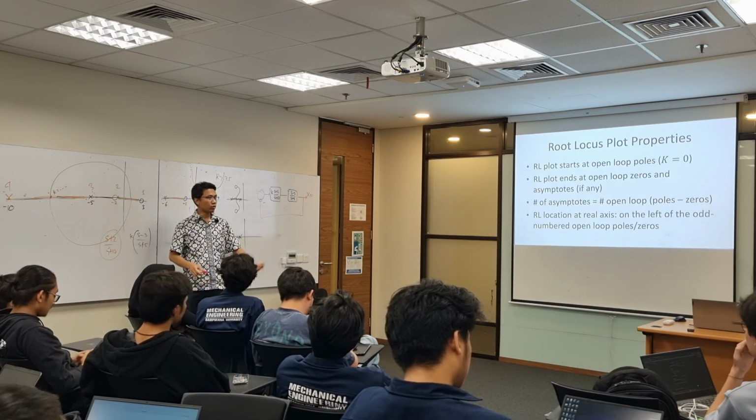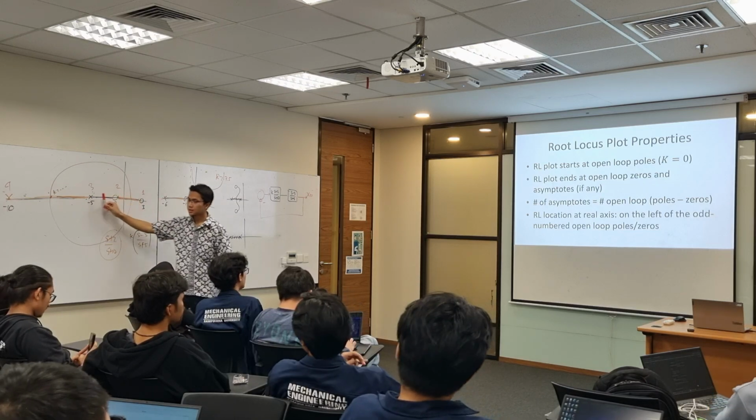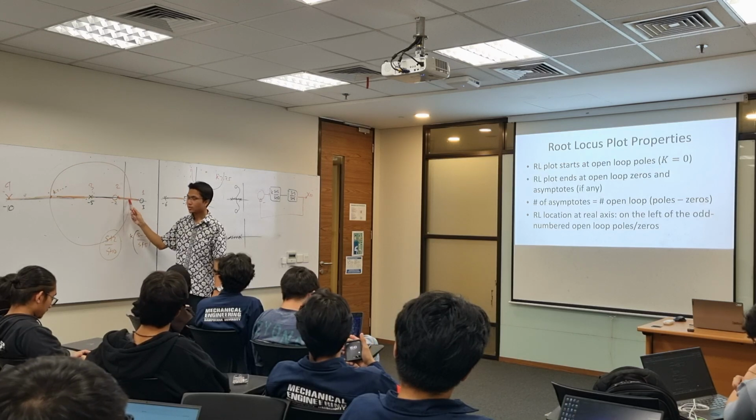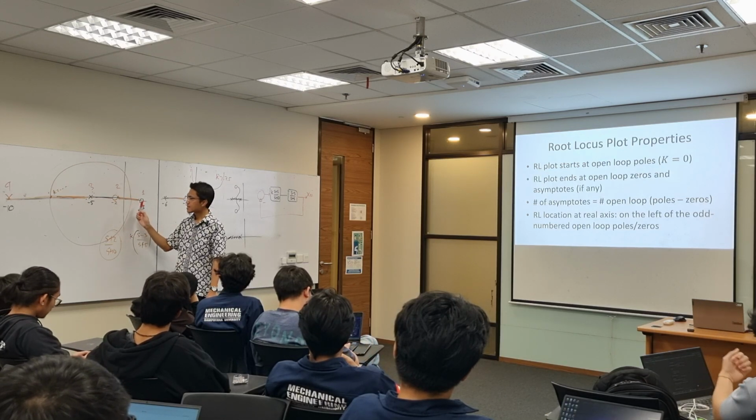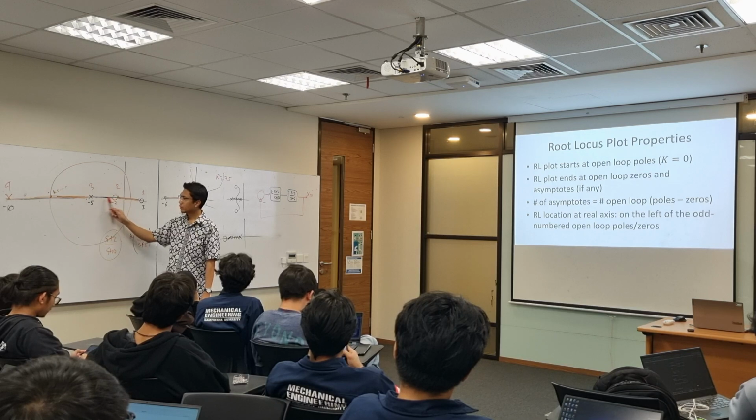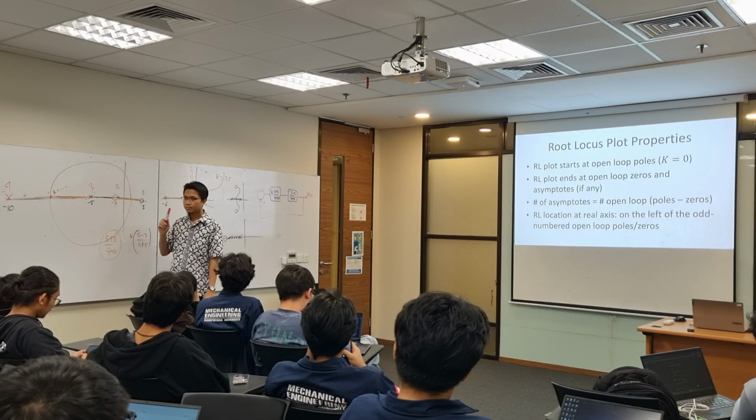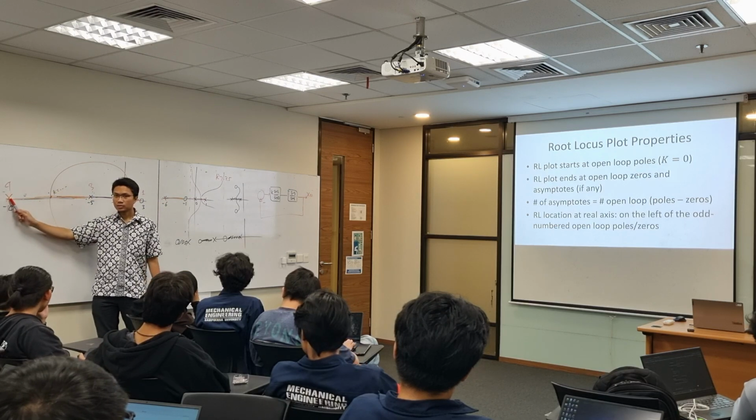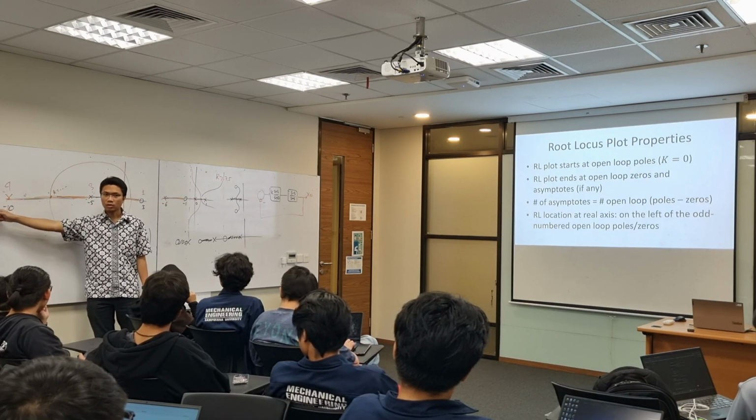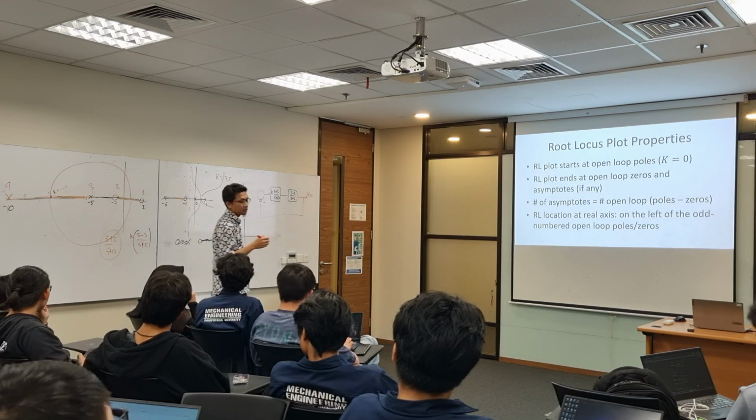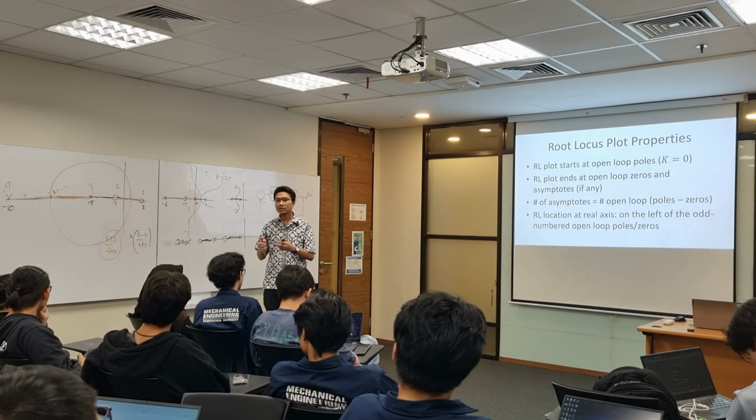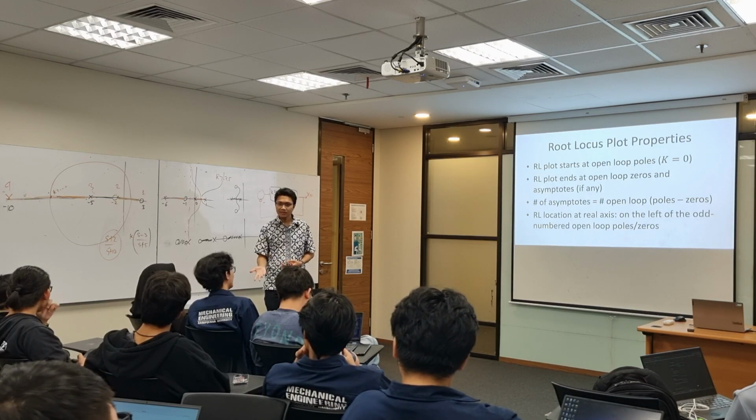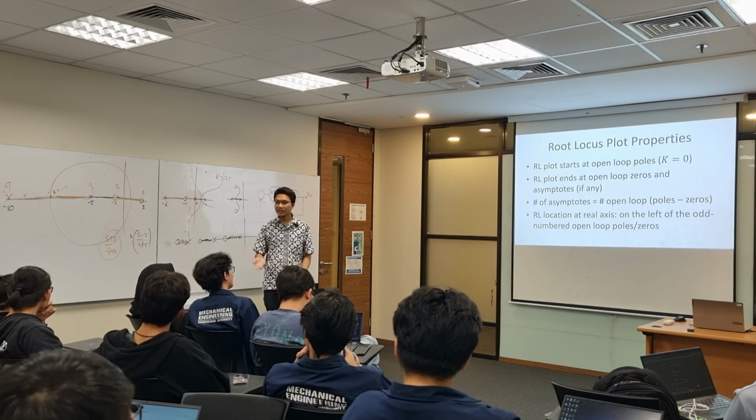So the rule says it will be on the left of the odd number. On the left of number 1, on the real axis, yes. We don't have anything on the left of number 2, but we have on the left of number 3. Do we have anything on the left of number 4? No, it is an even number. That's the location on the real axis. Understand?